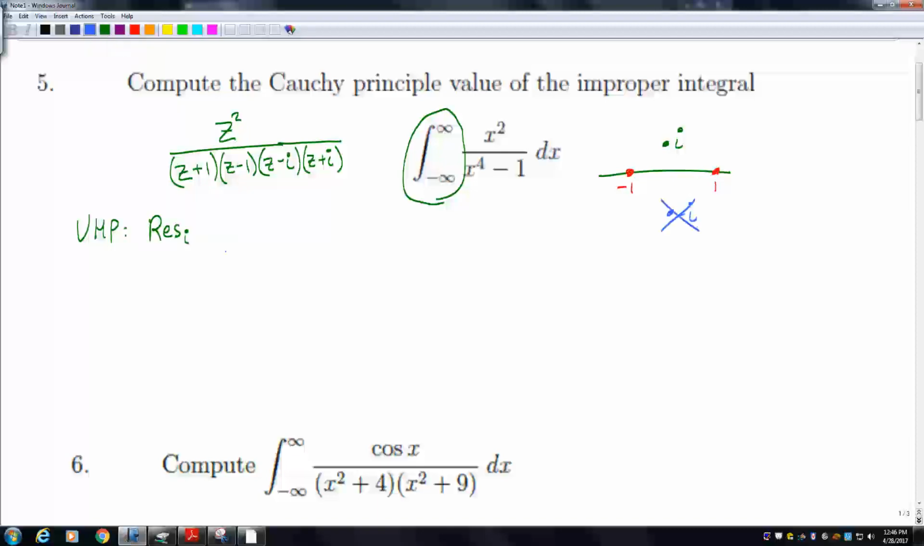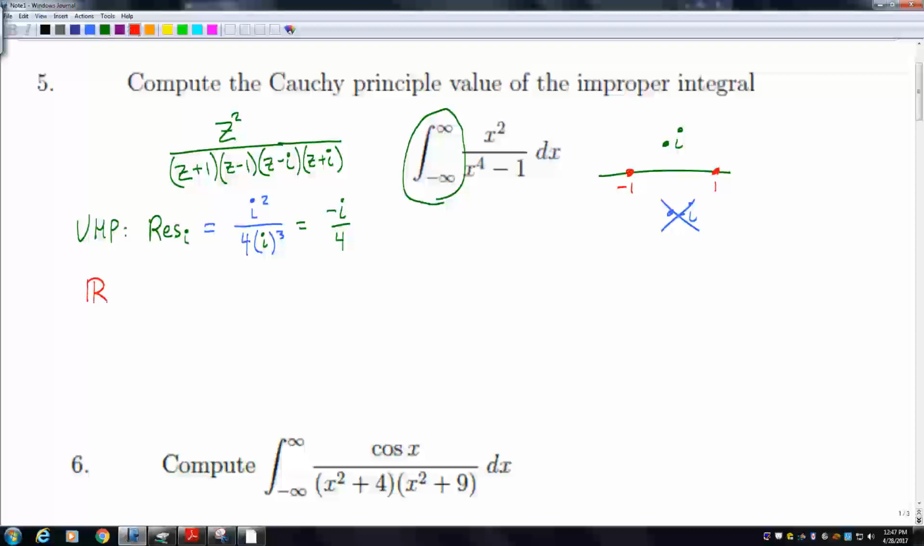Okay, so the residue at i is, just plug i in here. I think that a nice shortcut here, instead of plugging i into 3 things and hoping I multiply them correctly, is to just plug it into the derivative of z to the 4th minus 1, which is 4z cubed. I'm just going to plug i in there because this is obviously a simple pole. So that gives me the formula for the residue, and I get negative i over 4.